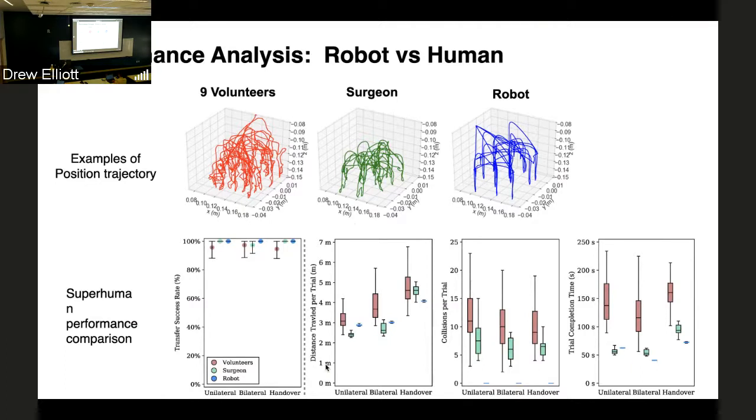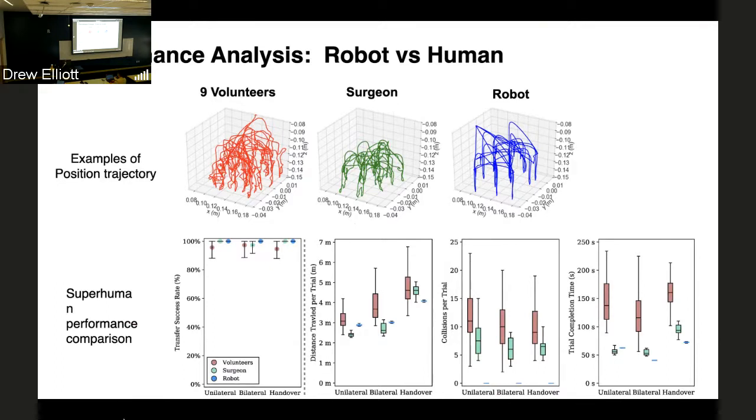It shows the motion of just a typical trajectory, and you see the volunteers have a lot of noise in their motions. The surgeon has much less noise, and the robot has very little, right? Because we're optimizing those curves. And it's in the bottom.